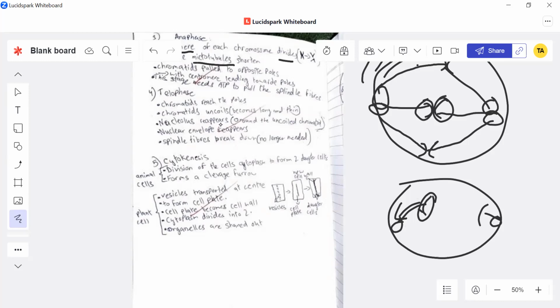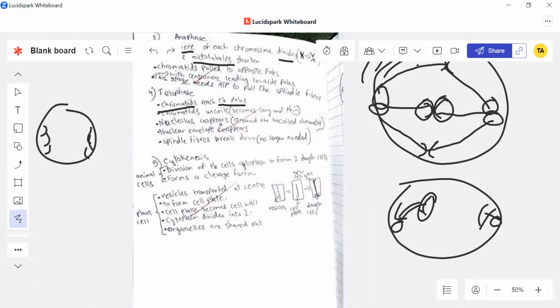In anaphase, the chromatids are still moving. They've not reached the end, but they're moving. At telophase, the chromatids will reach the poles. So at telophase, the chromatids, which were split, reach the ends of these poles. At this stage, the chromatids start to uncoil. What do I mean by uncoil? The chromatid will become large, long, and thin.